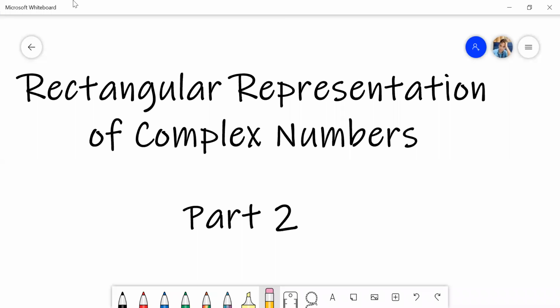So this time, I'll be providing a rectangular representation of complex numbers part 2 as a response to the request of everybody that I'm going to provide additional examples for this topic. So I'll be providing in this video 3 examples to make sure that I will be able to provide clarity and emphasis on how to use rectangular representation to complex numbers.